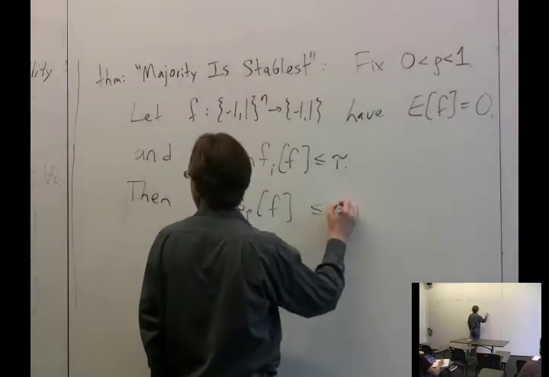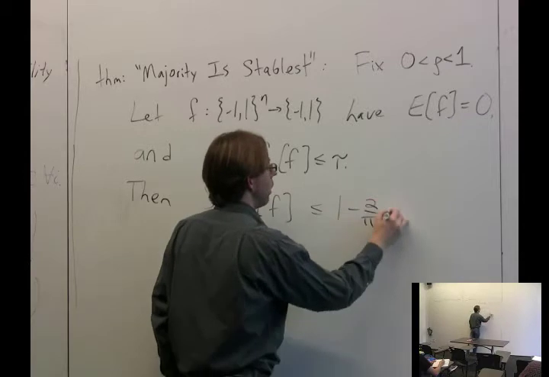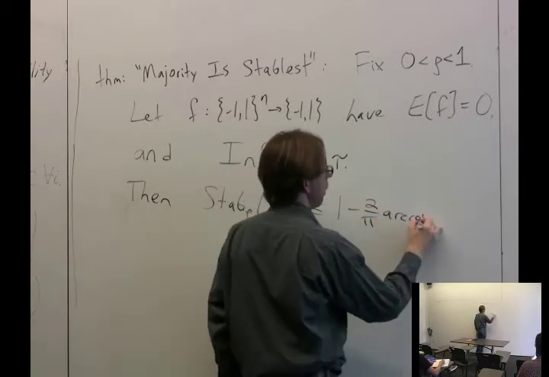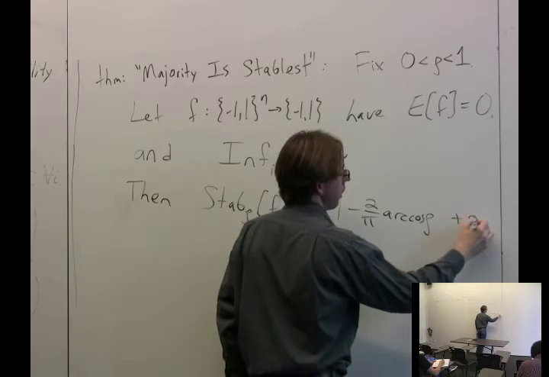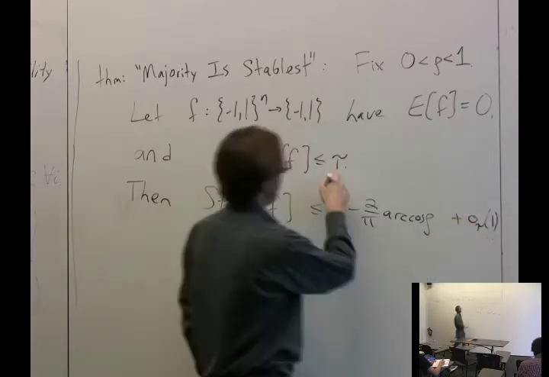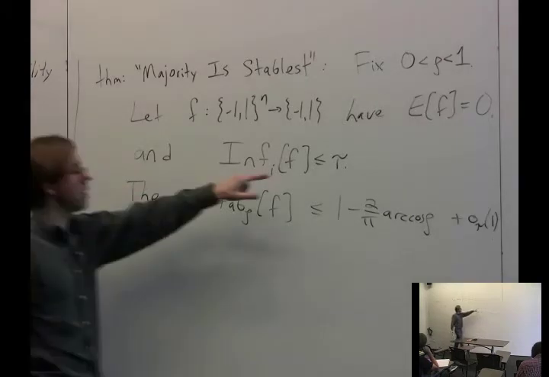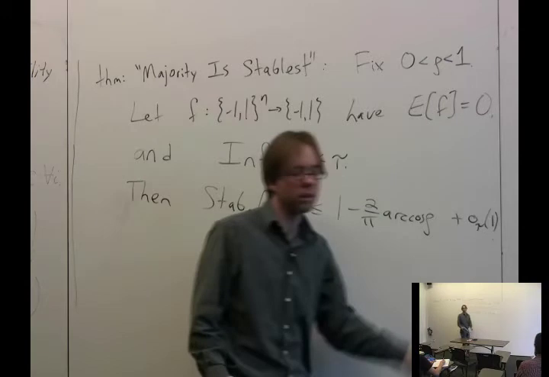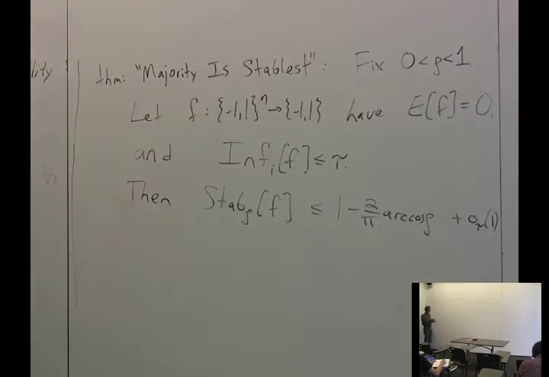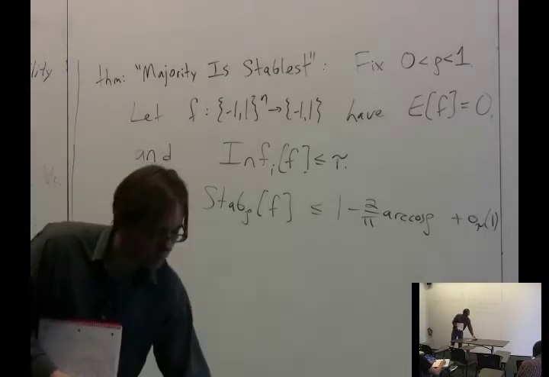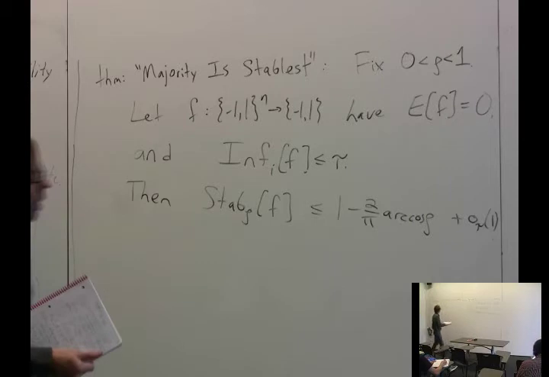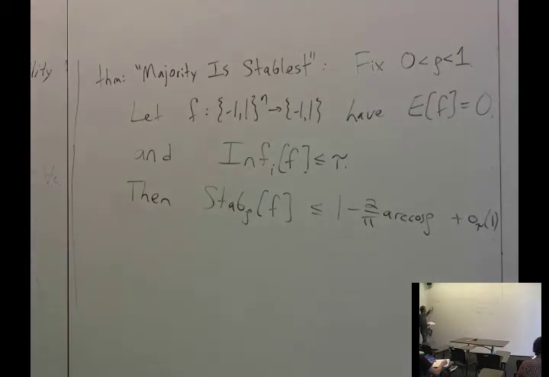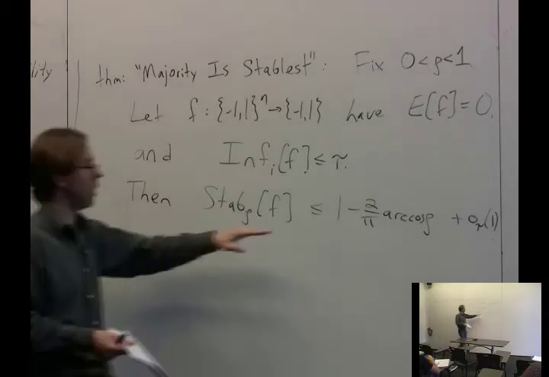So it's at most this thing that it is for majority, plus some quantity which goes to 0 as this tau goes to 0. So as long as all the influences are small, the extent to which your noise stability can beat this quantity is also small. OK, so it sort of says that, in some sense, majority is the most noise stable election scheme. Although actually it's a bit of a misnomer because, as you see from this fact, all low influence linear threshold functions also achieve this value.